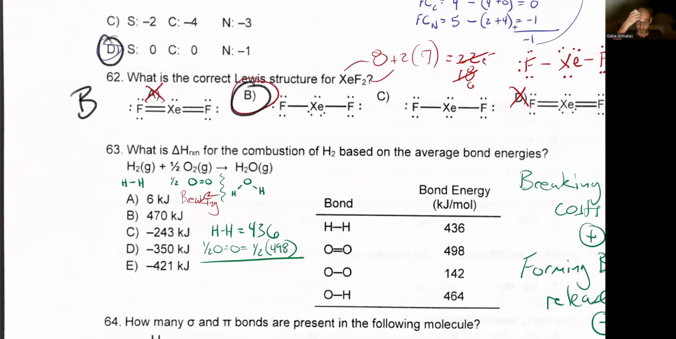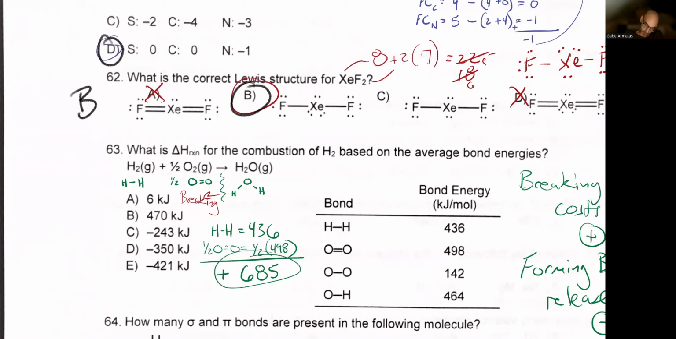And let's add those two together. So we'll just basically say 1/2 of 498 divided by 2, so 249 plus the 436. So in order to break those bonds, it will cost me 685 kilojoules of energy. So that's the cost to break the bonds.